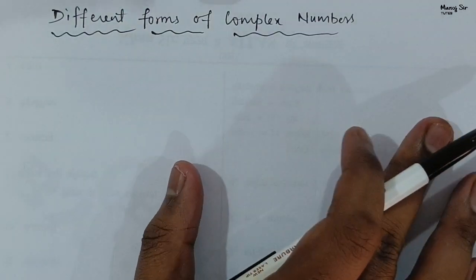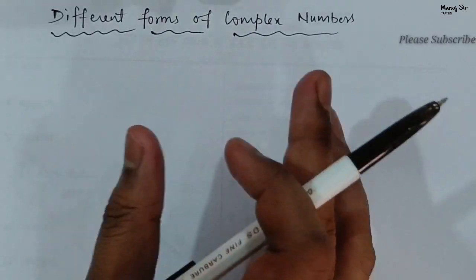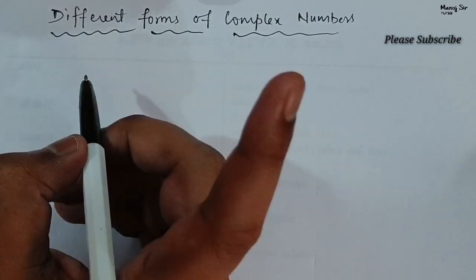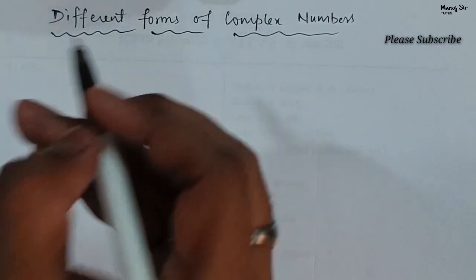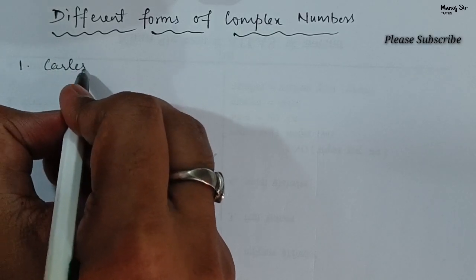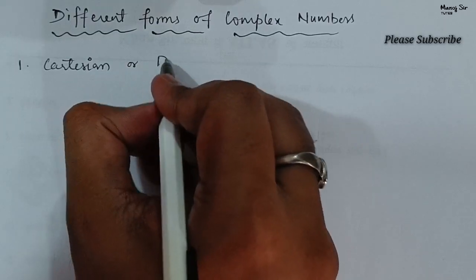Welcome to video number 3, and in this particular video we are going to discuss different forms of complex number. So let us start. The first form of complex number is Cartesian form, or we can say rectangular form.